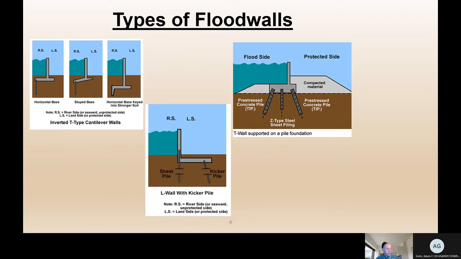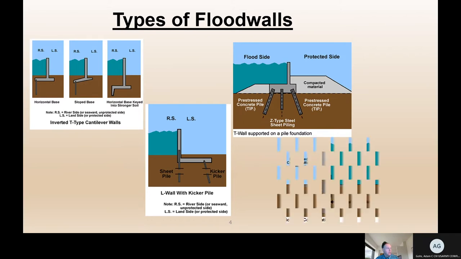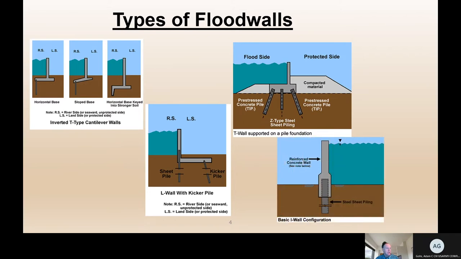There's L-walls. Again, all these walls look the same at the surface. You can only see that there's a cantilevered wall sticking out of the ground. And then there's the basic I-wall. That's a sheet pile driven into the ground and then a cast-in-place concrete cantilevered portion above.